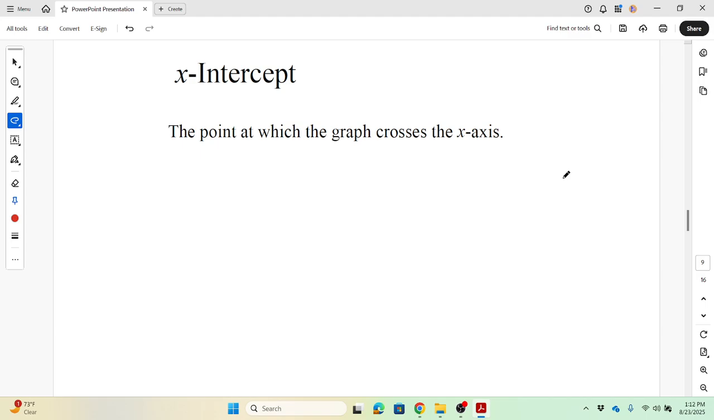X-intercepts. These are the points where the graph intersects with the x-axis. So let's say this is your coordinate system, and this is the graph of something. Whenever this graph intersects with the x-axis, remember this horizontal line is called the x-axis. How many points do you see? This point, this point, this point. There are 3 points where the graph crosses or touches the x-axis. These 3 points are x-intercepts.